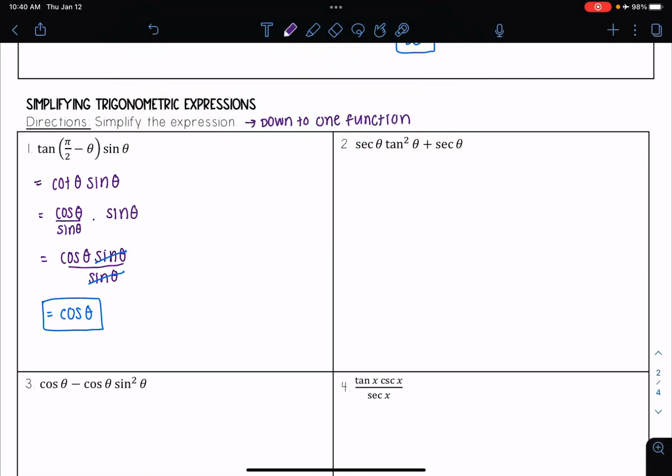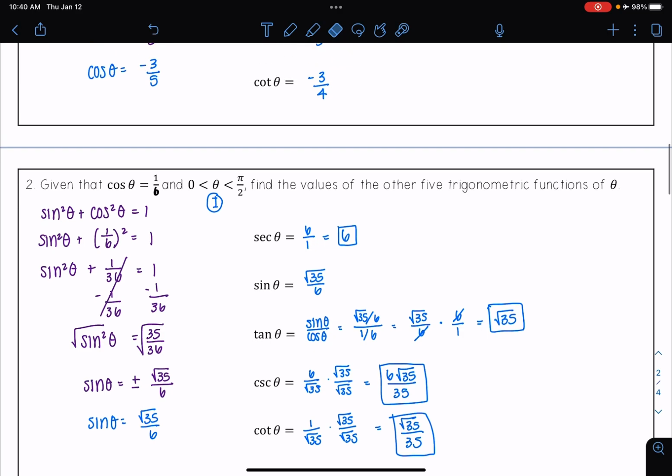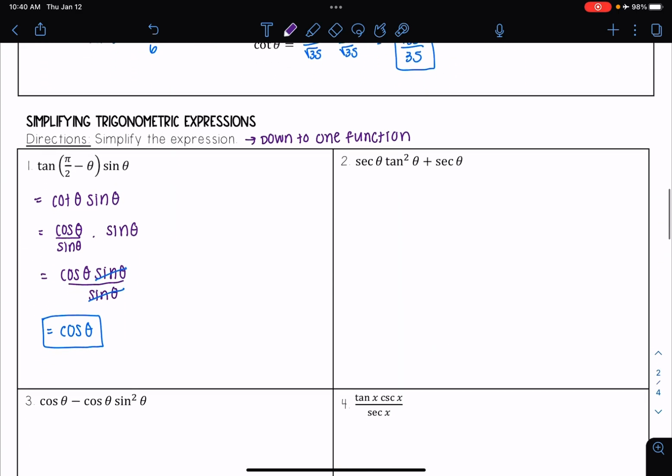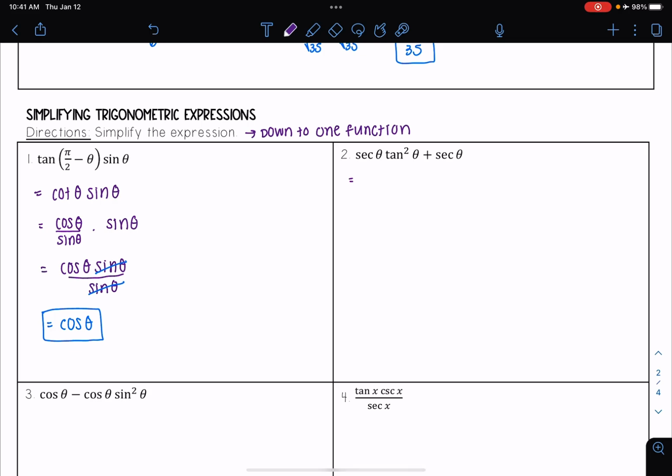Let's try another one. So here I have secant times tangent squared of theta plus secant of theta. So there's a couple different ways that we can look at this. First, what draws me is the fact that tangent is squared. And I remember from up in my identities that I have a tangent squared here. So I'm going to go ahead and solve this for tangent squared. And when you do, you end up with tangent squared of theta is equal to secant squared of theta minus 1. So I want to replace tangent squared of theta with that value. And so I get that this is equal to secant of theta times secant squared of theta minus 1 plus secant of theta.